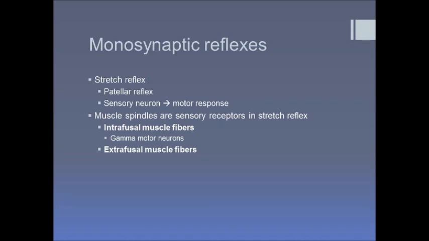Muscle spindles are the sensory receptors in a stretch reflex. There are intrafusal muscle fibers and extrafusal muscle fibers, being that intrafusal means inside the spindle, extrafusal surrounding the spindle, and the gamma motor neurons that they refer to here are the motor neurons that innervate the intrafusal fibers.